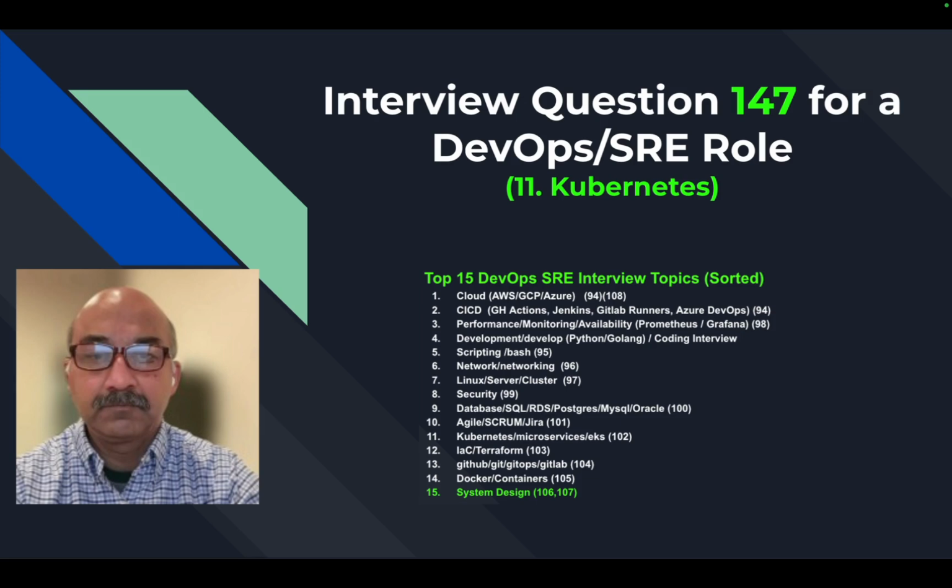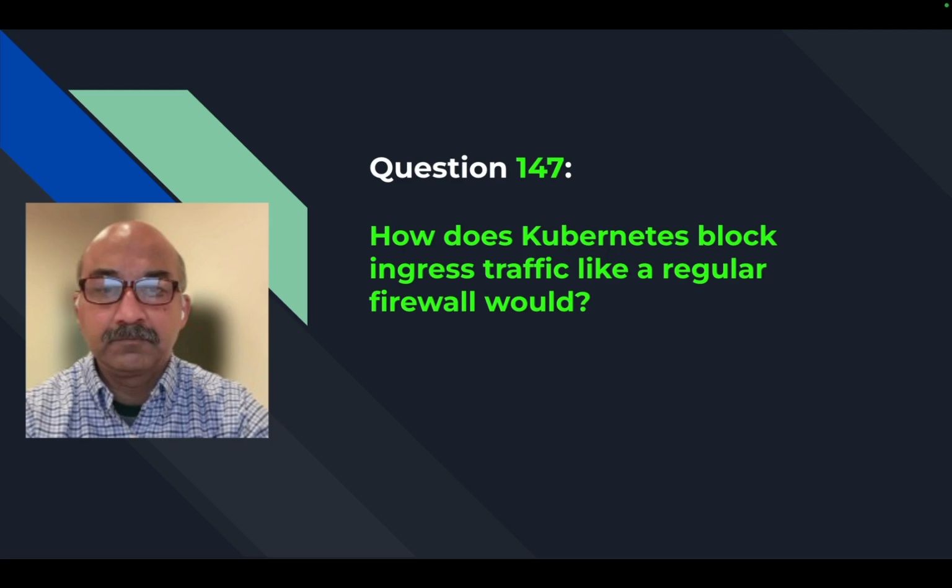Even though it came at number 11, I really believe that this is underranked. Kubernetes is, quote unquote, a hot topic, so really you should be studying Kubernetes a lot more than number 11 in this list. So today's question is, how does Kubernetes block ingress traffic, that is incoming traffic, like a regular firewall would? So in Kubernetes, there are built-in mechanisms for blocking traffic coming into the cluster, right? That's what this question is asking about. So how does it do that?